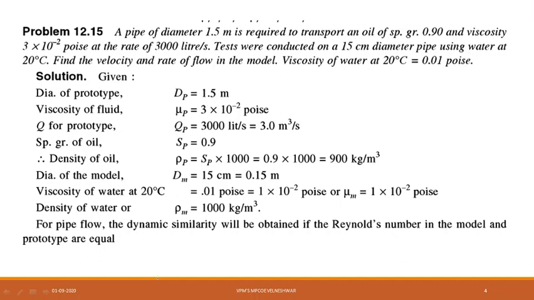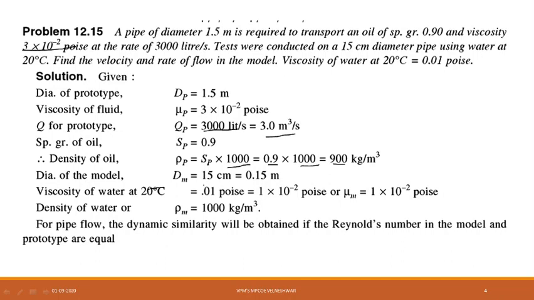Now diameter of prototype dp is equal to 1.5 meter, and viscosity of fluid mu p is equal to 3 into 10 to the power minus 2 poise. And Q is equal to discharge, that is 300 liter per second, that is if I am converting into meter, 0.3 meter cube per second. Now specific gravity of oil is 0.9. Now convert into density, that is specific gravity of prototype into 1000, where 1000 is nothing but standard liquid, that is equal to 0.9 into 1000. So final value is 900 kg per meter cube.